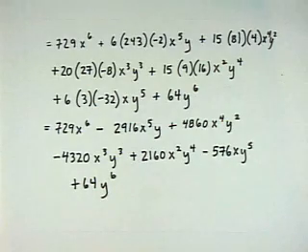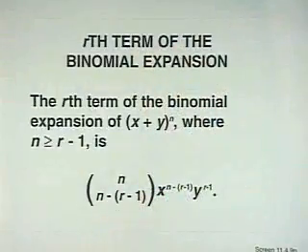Now, the final thing we're going to look at is, is it always necessary to do the complete binomial expansion if all you really needed was a single term? The answer, luckily, is no. To find the nth term of the binomial expansion, where n is greater than or equal to r minus 1, we are going to use the following formula.